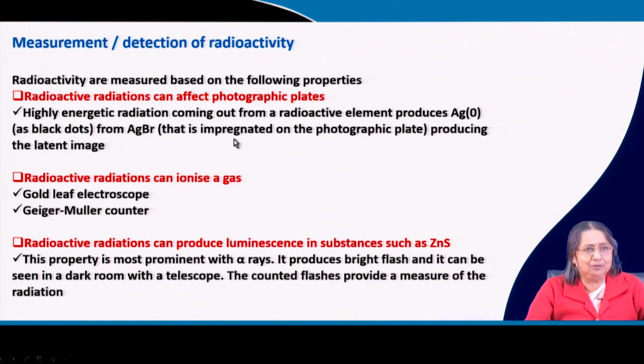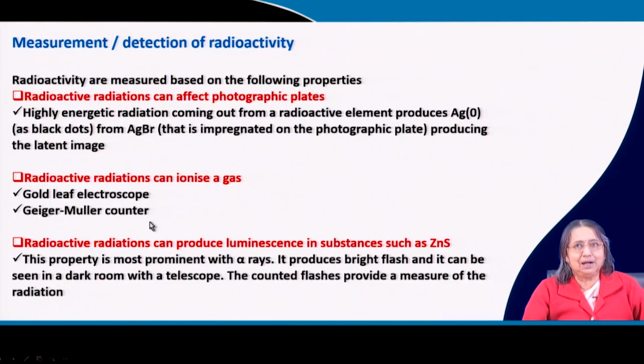That thing happened there with Becquerel first time. Another property of radioactive radiation is that it can ionize a gas. So, I will show you the gold leaf electroscope and the Geiger-Müller counter. These two are the instruments by which you can detect or measure the radioactivity, that I will show you later.